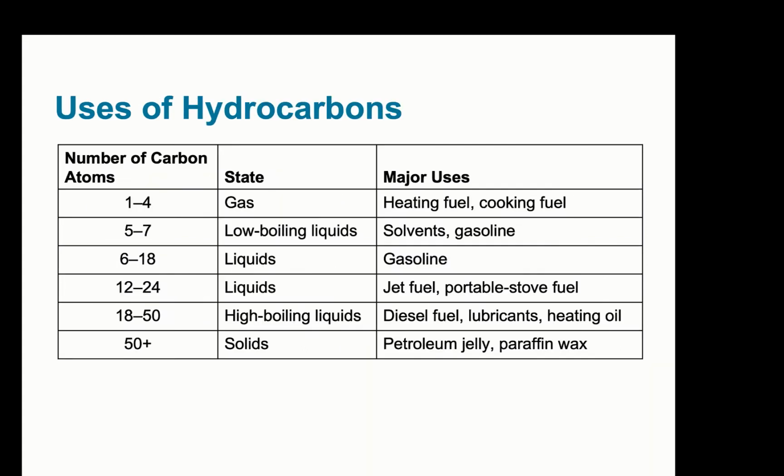And what do we use hydrocarbons for? Mostly fuels, not surprisingly. Carbons 1 to 4, we use these as gas. Methane and propane we use quite a bit for burning. Butane you can use for cooking fuel as well, and also for lighters. Carbons 5 to 7, sometimes these are referred to as petroleum ethers.